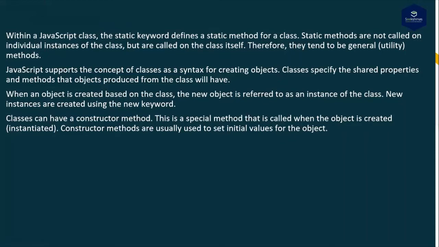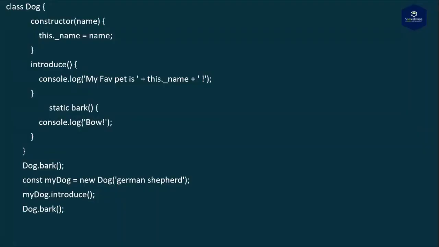When an object is created based on the class, the new object refers to an instance of a class. New instances are created using the new keyword. As we can see, we have created an instance, a constant called myDog. Whenever you are creating that, you have to use the new keyword. And const is one way you create a variable. As I've said, let, var, and const you can use.